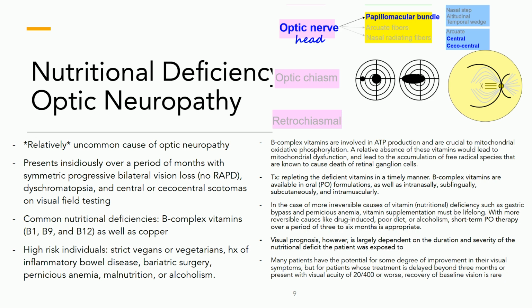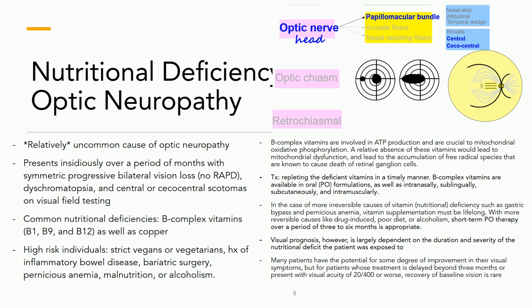And then they tend to present with central or cecocentral scotoma. So central scotoma, pretty self-explanatory. Cecocentral is a visual field deficit that extends from your blind spot into the center of your vision. And so this is what I more or less expected to see on the visual field testing, which is why the RAPD deficits were a little bit odd.